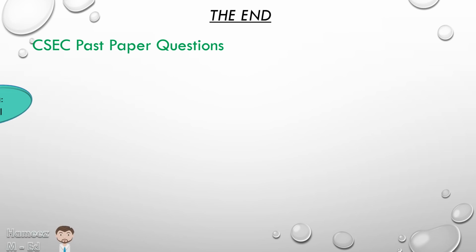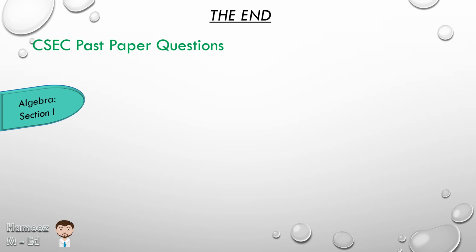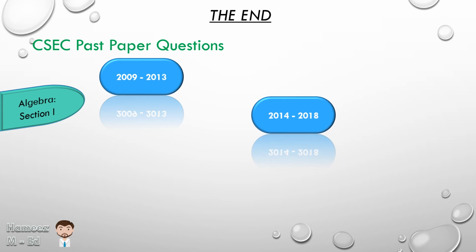This brings us to the end of CSEC past paper questions on the topic of algebra. Specifically, the algebra questions that come in paper 2 section 1. In our first video in this series, we completed the past paper questions from the years 2009 until 2013, and in this video we did from 2014 until 2018, and in our next video we will be doing from 2019 until the present.